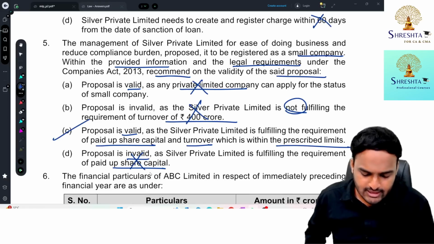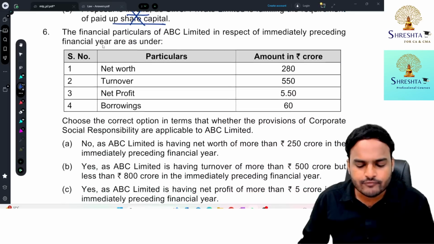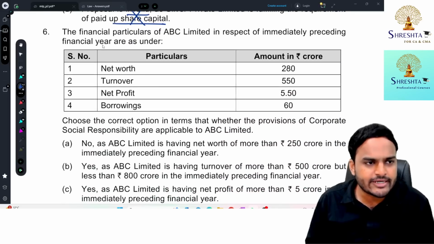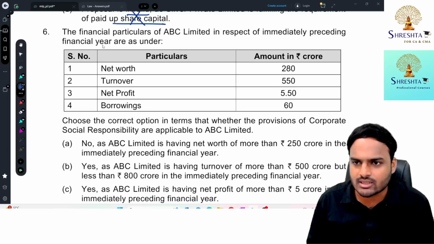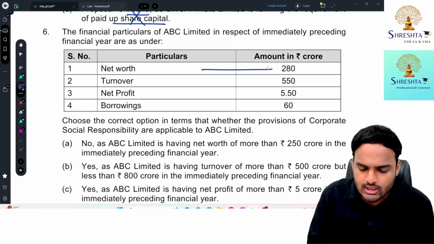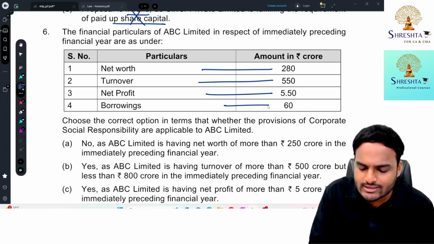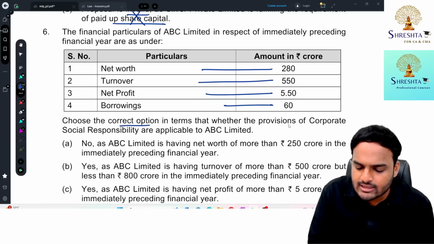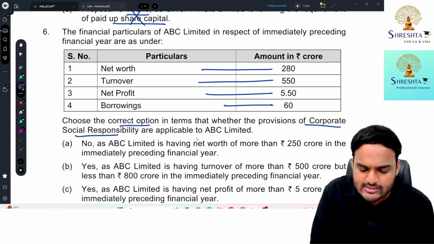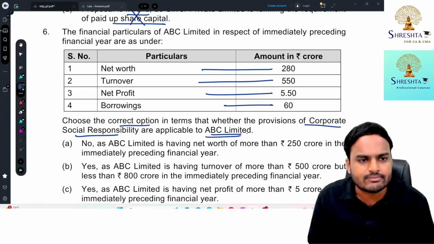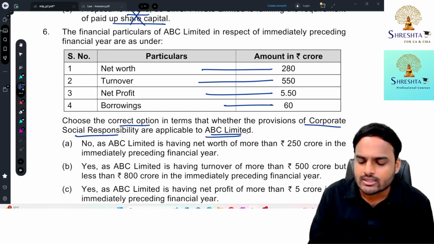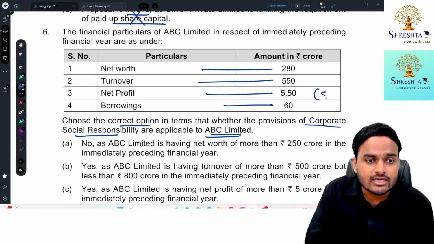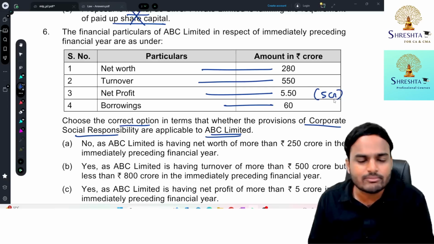Clear? Next one. Financial particulars of ABC Limited in respect of immediately preceding financial year are as under. Net worth 280 crores, turnover 550 crores, net profit 5.5 crores and borrowings 60 crores. Choose the correct option in terms that whether the provisions of corporate social responsibility are applicable to ABC Limited or not. Yes, applicable. Why? Net profit, it is exceeding the limit of 5 crores. It is more than the limit of 5 crores.